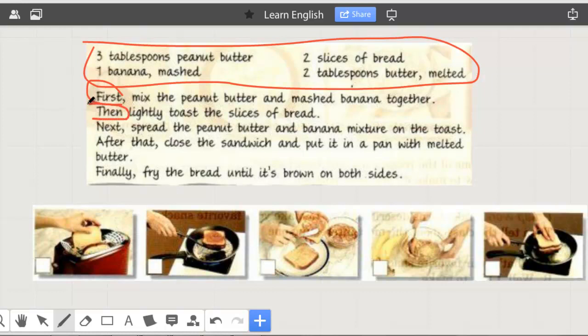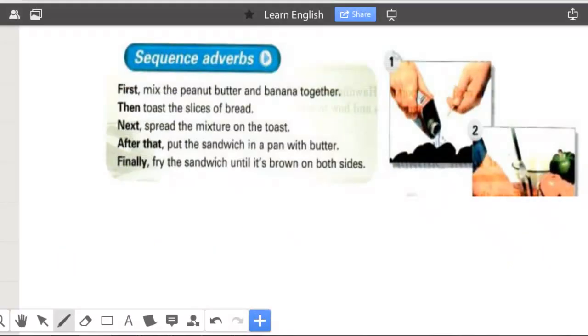Then we use another sequence adverb, we use then, lightly toast the slices of bread. Next, spread the peanut butter and banana mixture on the toast. After that, close the sandwich and put it in a pan with melted butter. And finally, fry the bread until it's brown on both sides. And what we basically did was that we organized our ideas and we explained, in this case, a food recipe. We use sequence adverbs to do this.